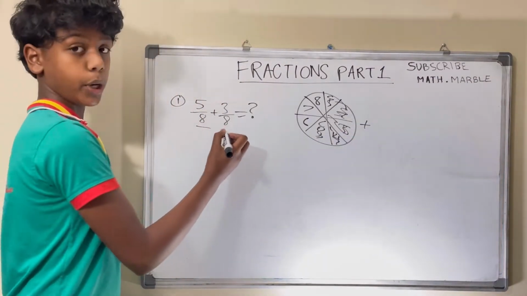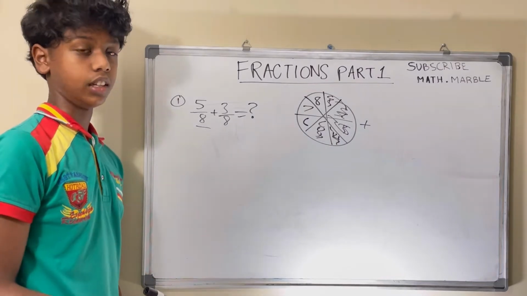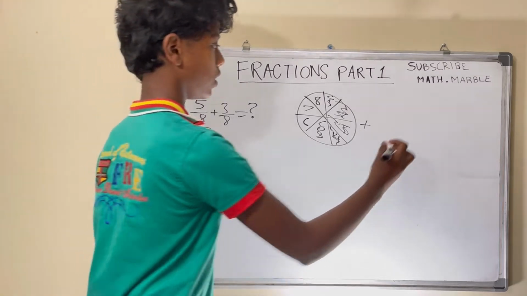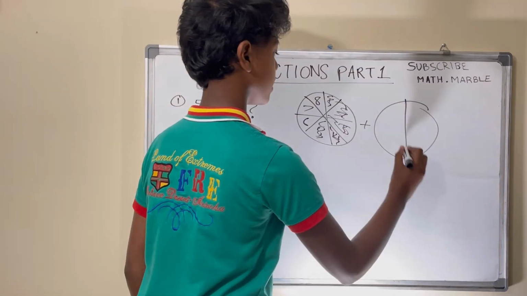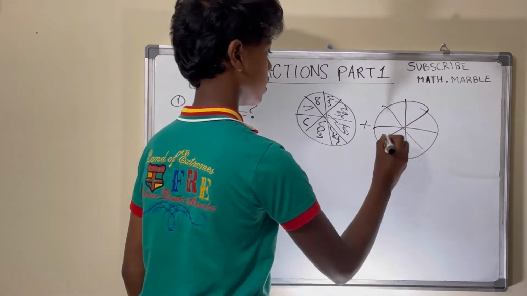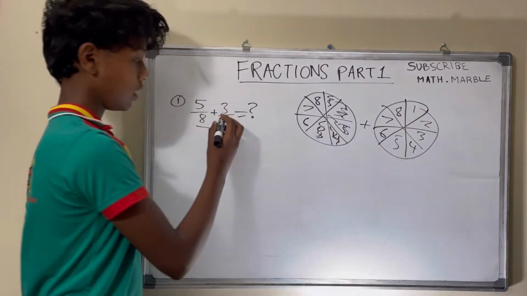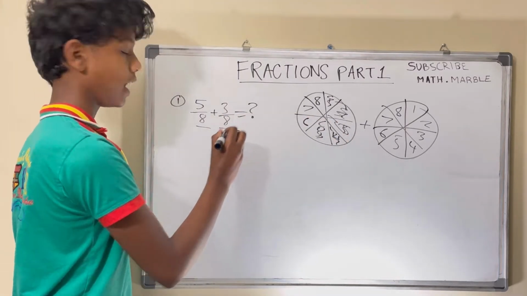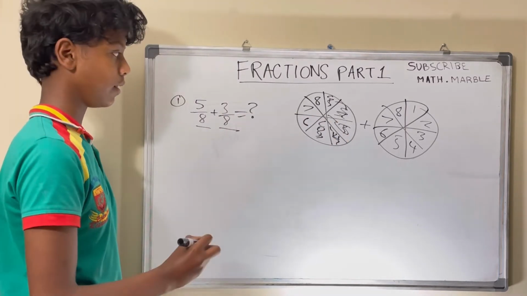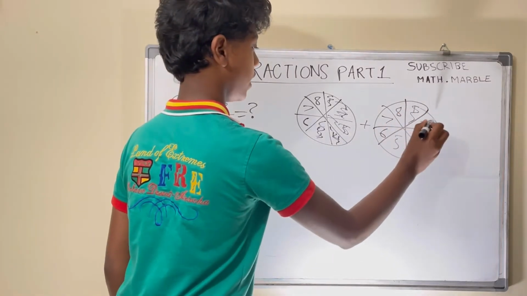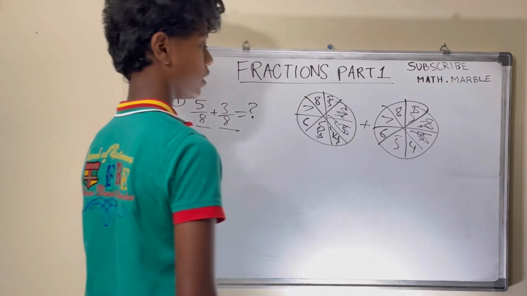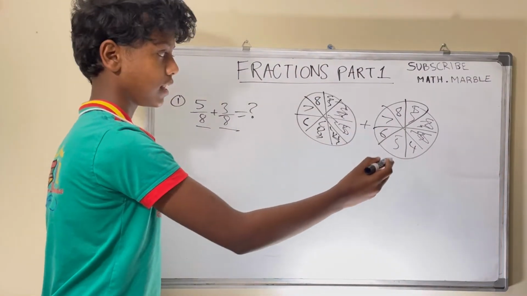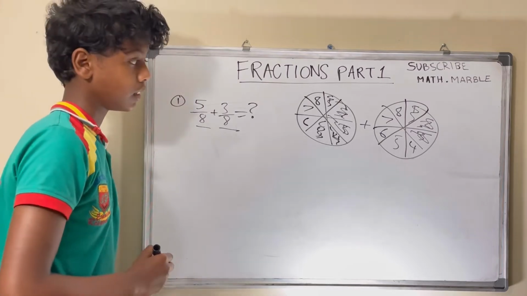And again, our denominator is 8. So it's an 8-slice pizza, and he's giving me 3 slices from an 8-slice pizza. So this pizza is again 8 slices. I'm going to number once again. So 3 slices, he's going to give me 3 slices. Our denominator is 8, we have 8 slices in our pizza. And I'm going to shade 3 slices of our pizza. So 5 slices plus 3 slices in an 8-slice pizza.